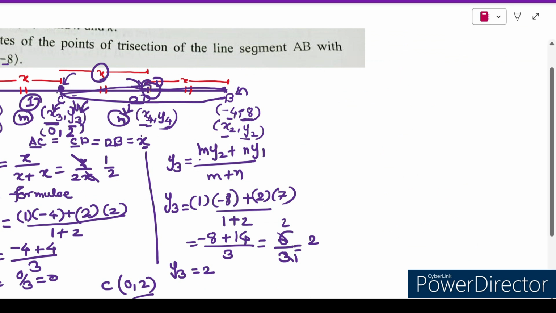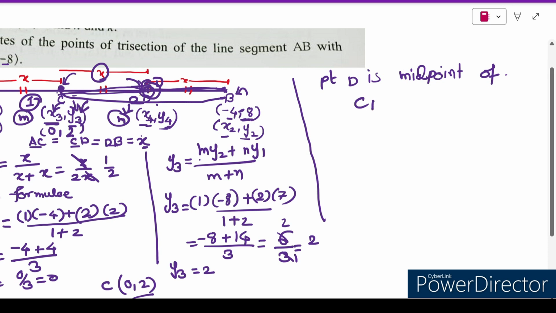Now here point D is the midpoint of segment CB. We get the coordinates of C, that is (0, 2), and the coordinates of B, that is (-4, -8). We have to find the coordinates of D.